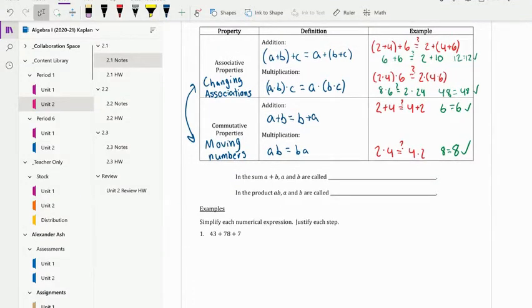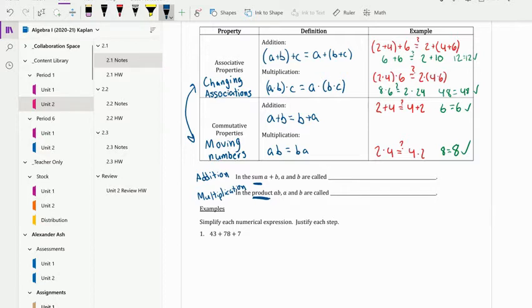In the sum A plus B, A and B are called blank. So first of all, let's draw our attention to sum, right? Remember, when we're talking about sum, that is addition. That is the answer to an addition expression. Product, while we're at it, is the answer to a multiplication expression, right? You also have difference, which is subtraction, and quotient, which is division. But right now we're going to stick to sum and product because that's what our properties up here are talking about.